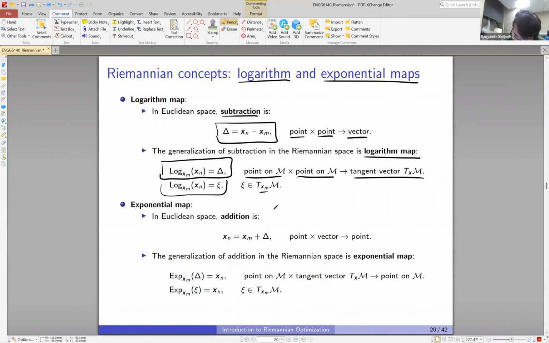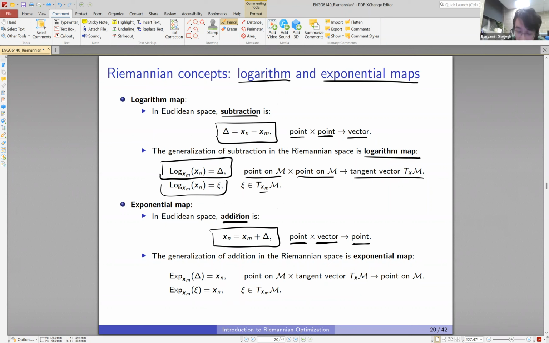Okay. Now consider the addition in the Euclidean space. xn equals xm plus delta. So it takes some point and some vector, and then we add them. It gives us a point. Then it means that here xm is a point, delta is a vector, xn is a point.